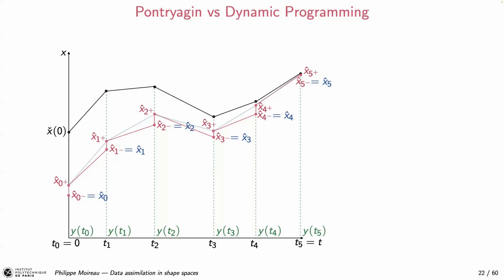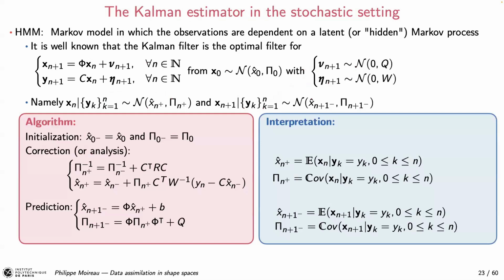Okay, that's just to answer your question. If you look up Kalman filter on Wikipedia, it's not what you find. What you find is typically the same algorithm with a completely different interpretation, saying that in the correction term, the x here should be the conditional expectation of the state with respect to the observation up to time n, and the pi here should be understood as a covariance.